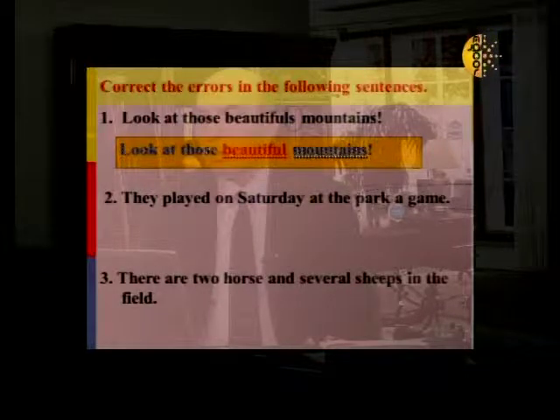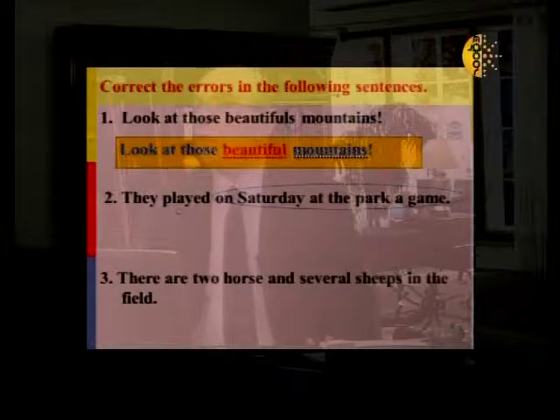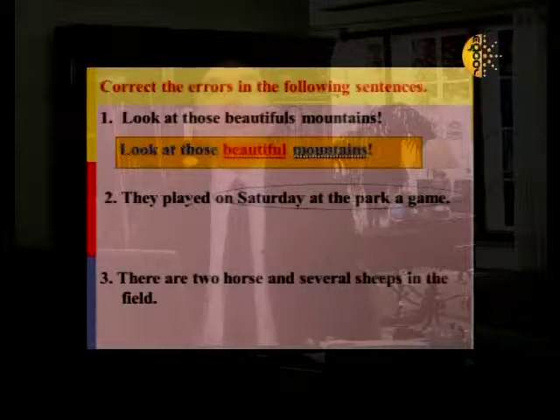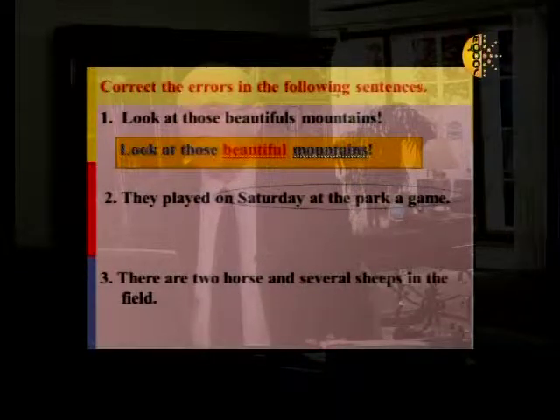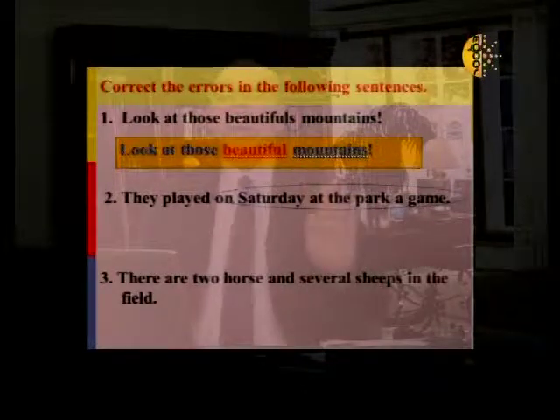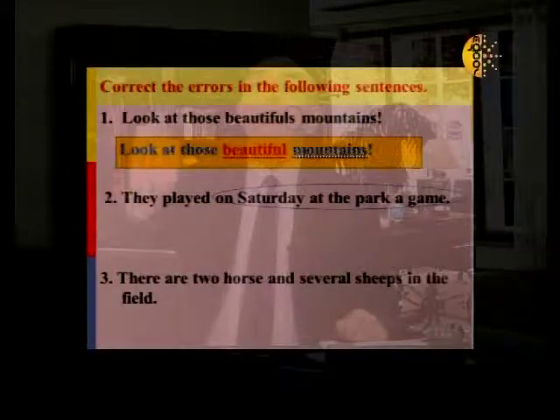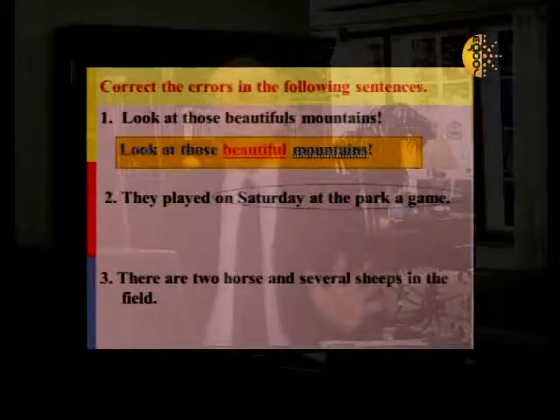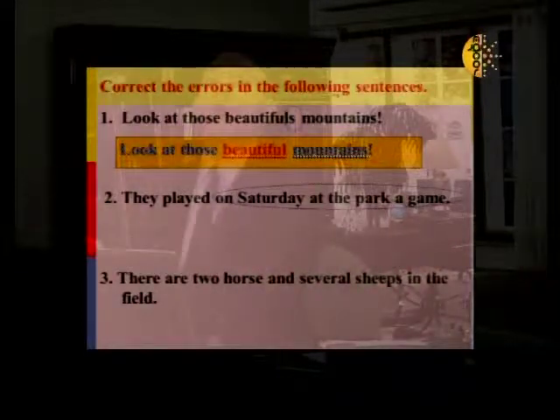First, the problem is in this last part. So the first part is correct, they played. But after play, you need to say, what did they play? You play what? A game. And then where? And then when. In English, you have subject, verb, object, and then the adverb of place, and then the adverb of time. So you have to mention where something happened, and then you have to say when something happened.